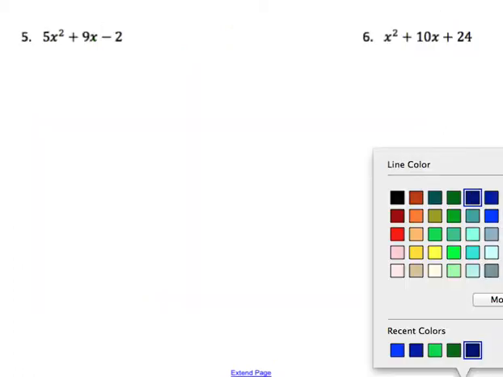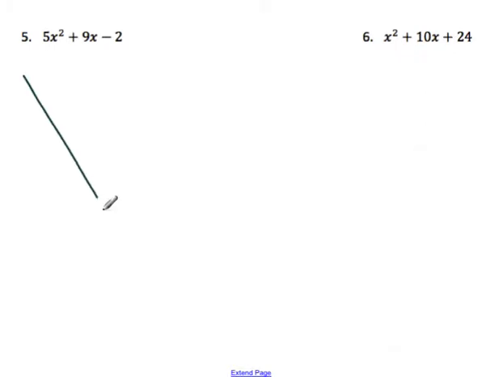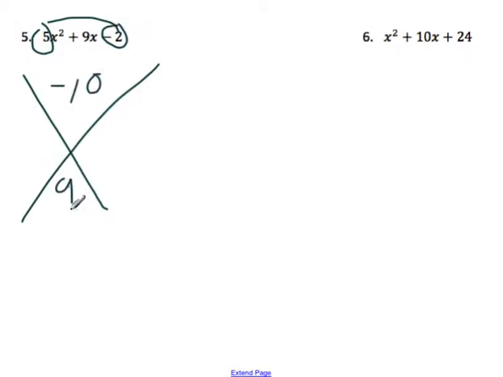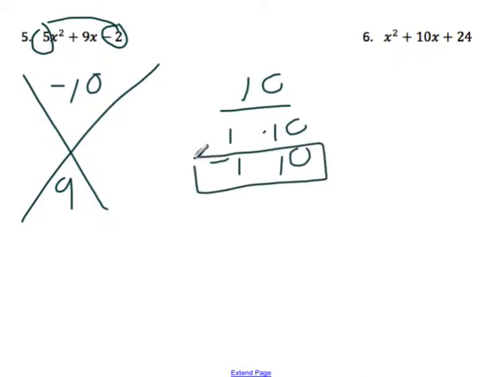Let's take a look at number 5. So for number 5, we're going to multiply for our x. So 5 times a negative 2 is a negative 10. So we're multiplying to a negative 10 and adding to 9. So let's take a look at what multiplies to 10. We have 1 and negative 10, negative 1 and 10. Well, I don't need to go any further. Negative 1 and 10 adds to 9.